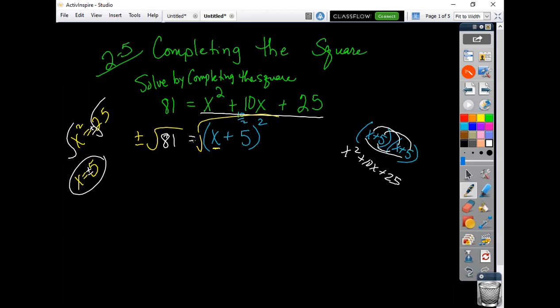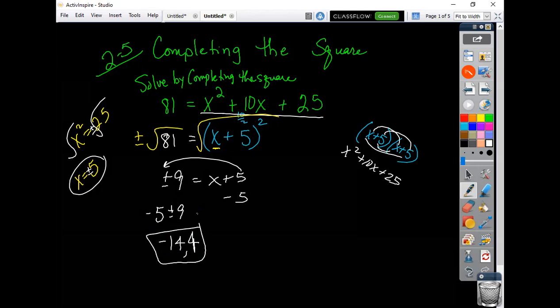So up here in this problem, add this positive or negative in front of the square root of 81. So I have a positive or negative 9 there. The square root undoes this square. Subtract 5 from both sides, or that's the same as adding a negative 5 to the positive or negative 9. Negative 5 minus 9, negative 14. Negative 5 plus 9, positive 4. So there you go for completing the square and why that can be helpful in solving that problem.